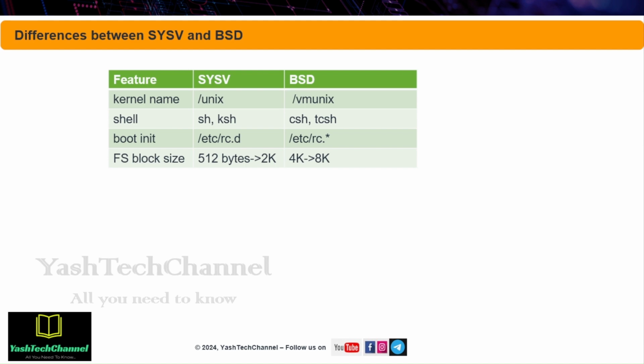And fs block is nothing but the file system block, where every file system will have some default size, one chunk, something like that. I'm going to talk in detail about this file system block while we are talking about file system management, right? So in BSD one block is equal to 4 KB, and the max is something like 8 KB. So these are the high level differences between System V and BSD, and you don't need to worry about detailed information on this.